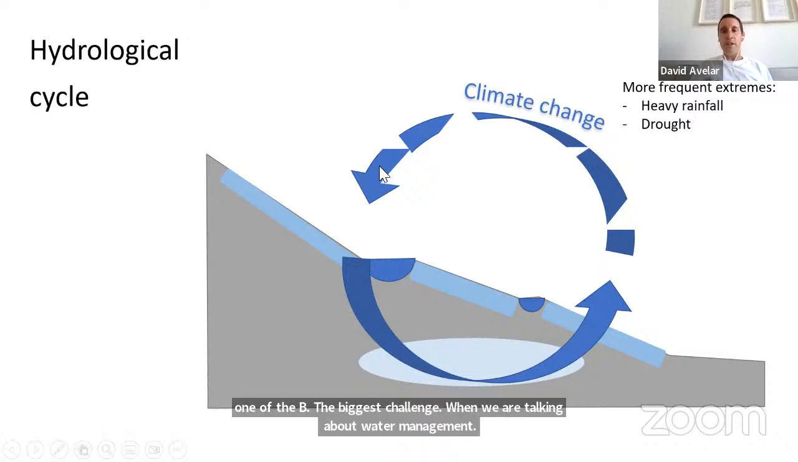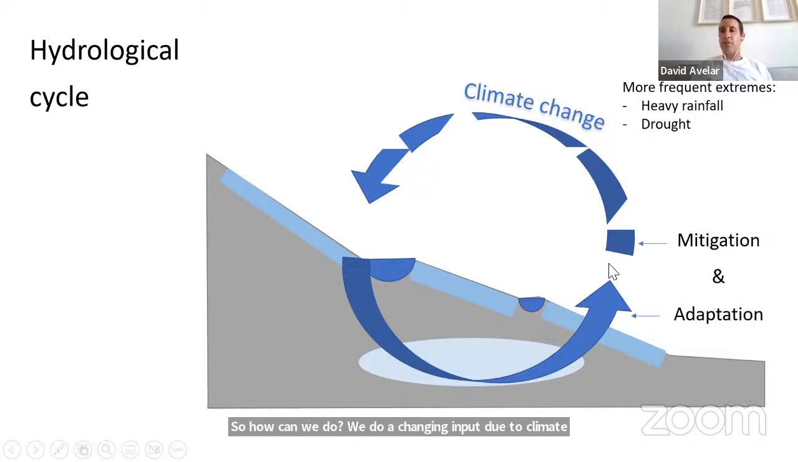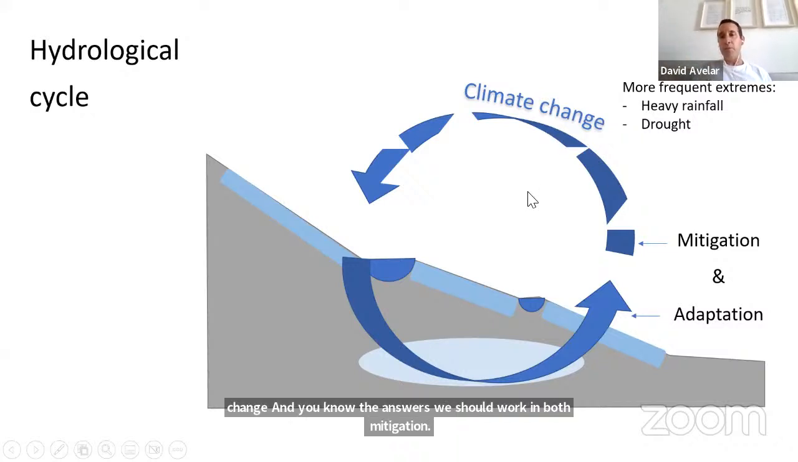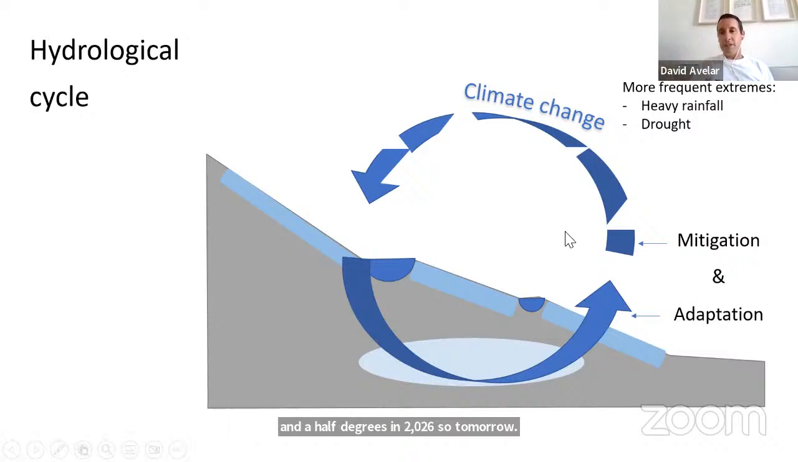So how can we deal with a changing input due to climate change? We know the answers. We should work on both mitigation, so trying to avoid that climate change gets worse. The most recent models say that we will reach 1.5 degrees in 2026, so tomorrow. So a lot of tipping points we will cross. We should continue avoiding by mitigating. Paula talked about trying to store carbon in the soil, one of the best ways, but also adaptation. And with water management, we will try to address both of these answers.